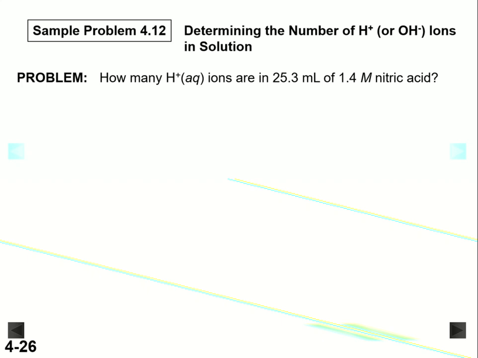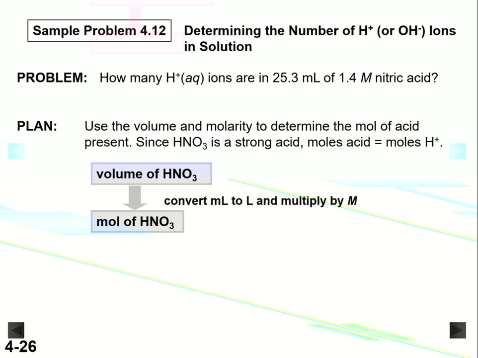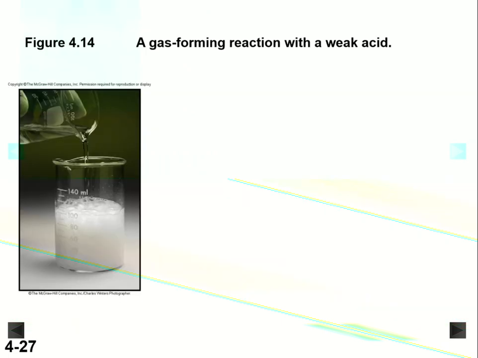So the strong electrolytes we'll look at for acid-base systems, and we can use our basic molarity calculations. So for example, we could take 25.3 milliliters of 1 molar nitric acid. How many protons are there? Well, we know nitric acid is a strong acid, so we take the molarity and the volume. If we take the product of those two, that will give us the number of moles. And if we take the number of moles and multiply by Avogadro's number, we will get our answer.